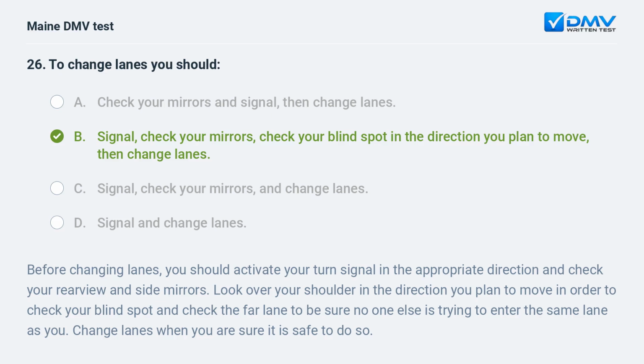Before changing lanes, you should activate your turn signal in the appropriate direction and check your rear view and side mirrors. Look over your shoulder in the direction you plan to move in order to check your blind spot and check the far lane to be sure no one else is trying to enter the same lane as you. Change lanes when you are sure it is safe to do so.